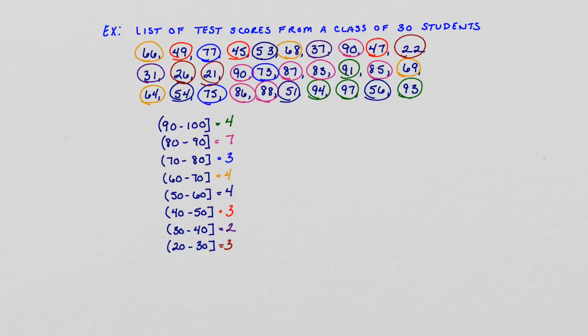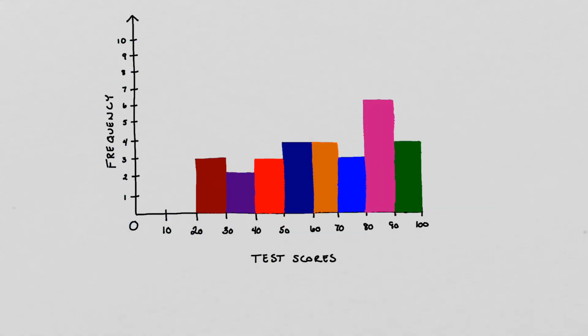So we would take this information and create the following histogram. As you can see, I've made sure that the axes have been labeled. The vertical axis is referring to the frequency or the count of those scores, and then we have the test scores listed on the horizontal axis.